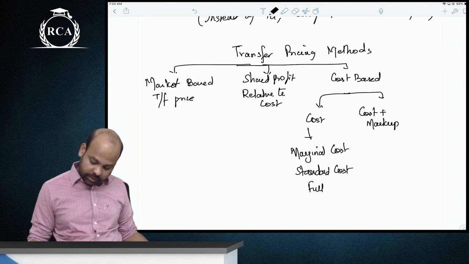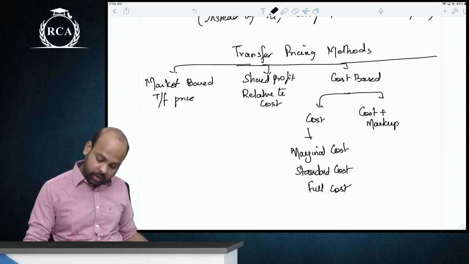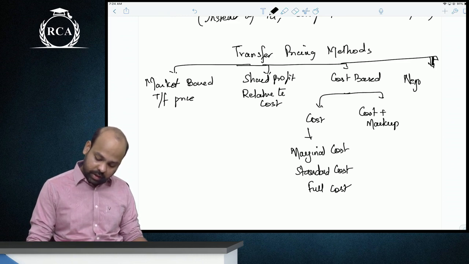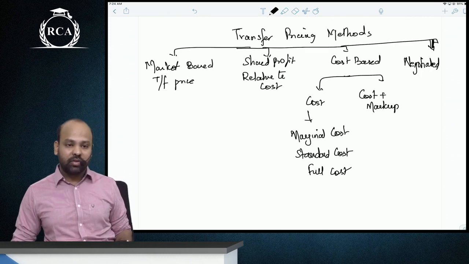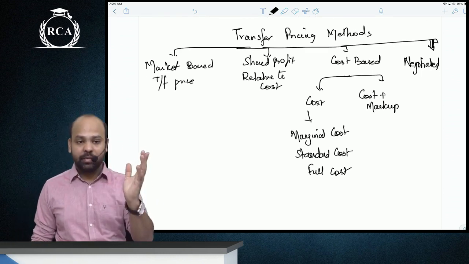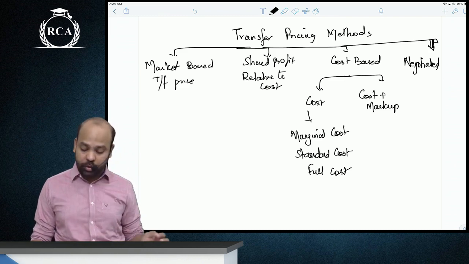Standard cost, and then there is full cost. And then the most important one, negotiated transfer price. In this there's nothing to calculate, but it is the negotiated transfer price. These are the transfer pricing methods. Let me just discuss the market based transfer pricing method, and then we can copy all of this. Listen.